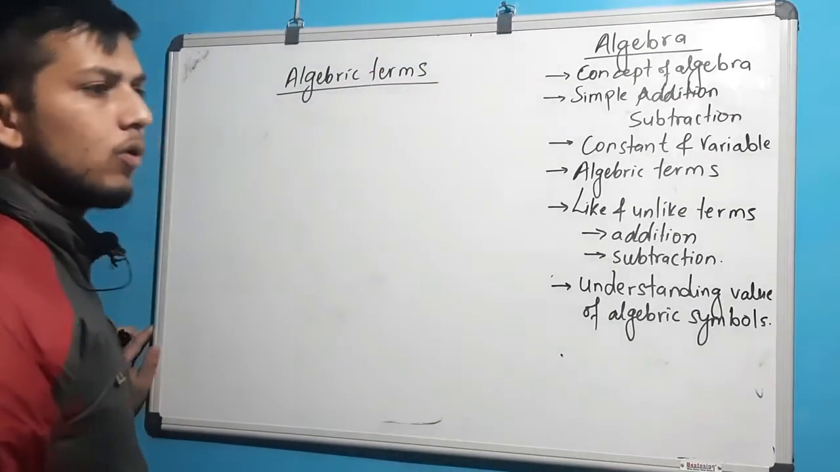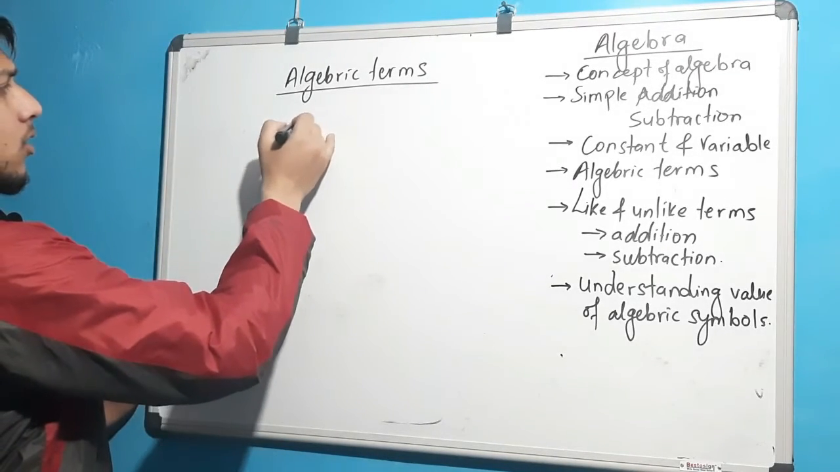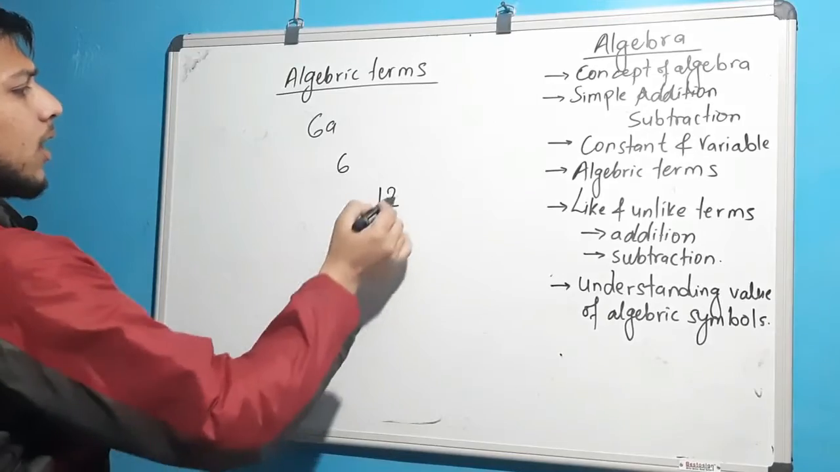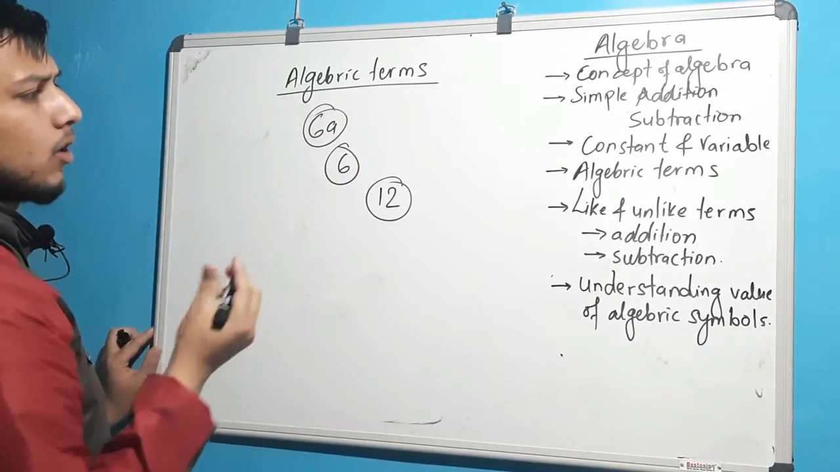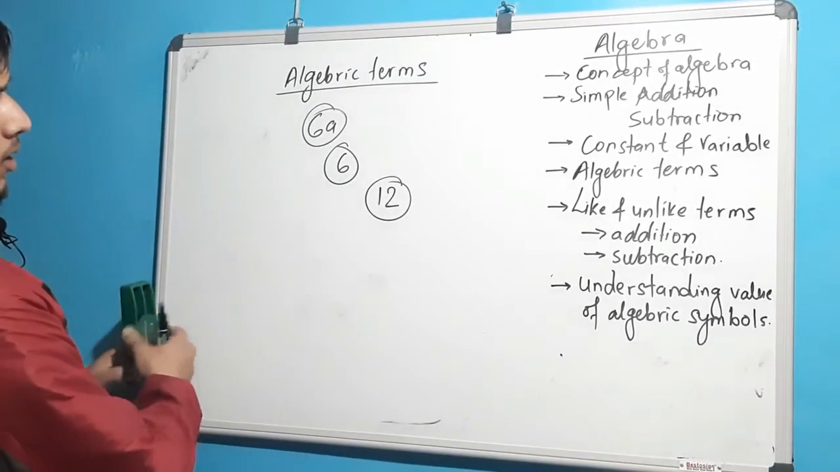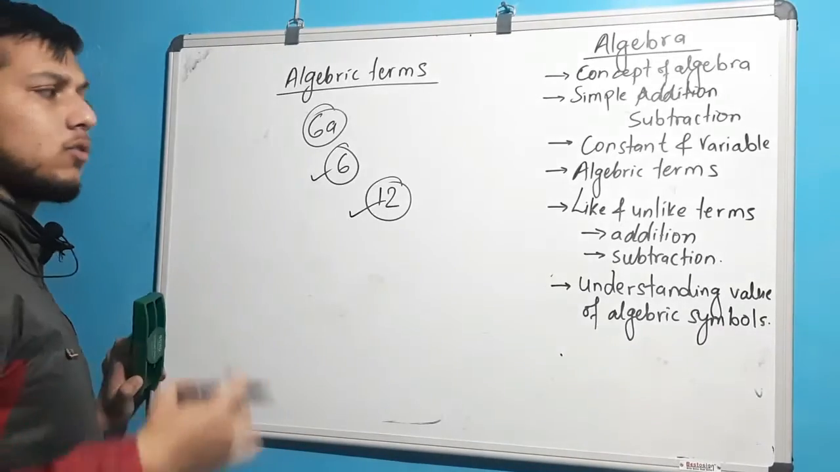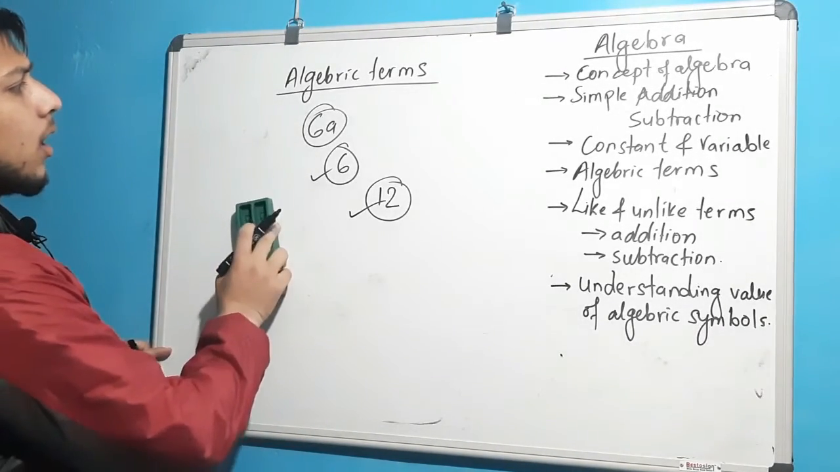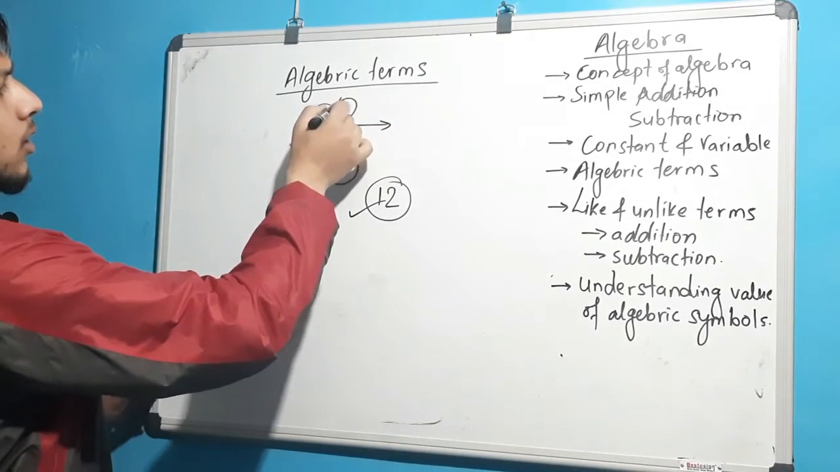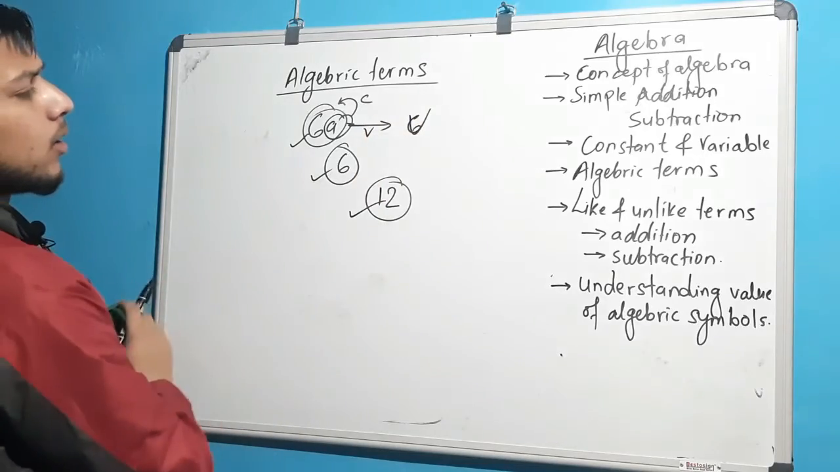First, we have to know what we mean by term. A term means a single term, like 6a, or like 12. These are single terms. A term may be a constant or a variable. Those values which are fixed, like 12, are constants, whose value is always 12. If a is constant, then 6a is constant. If a is variable, then 6a is also variable.